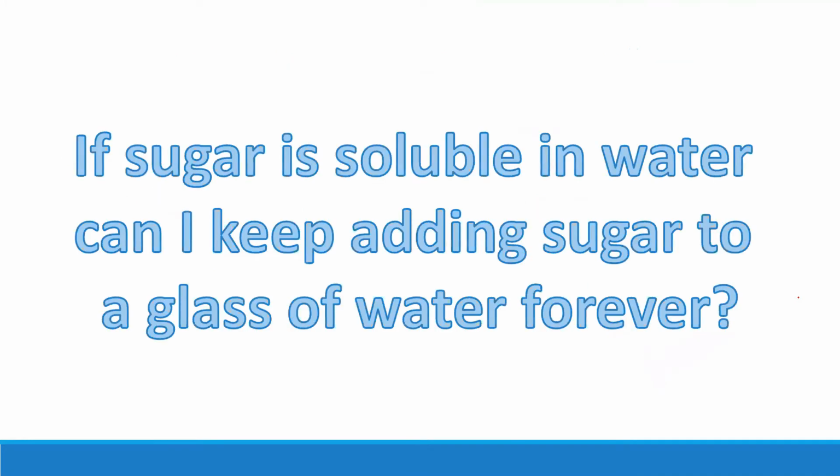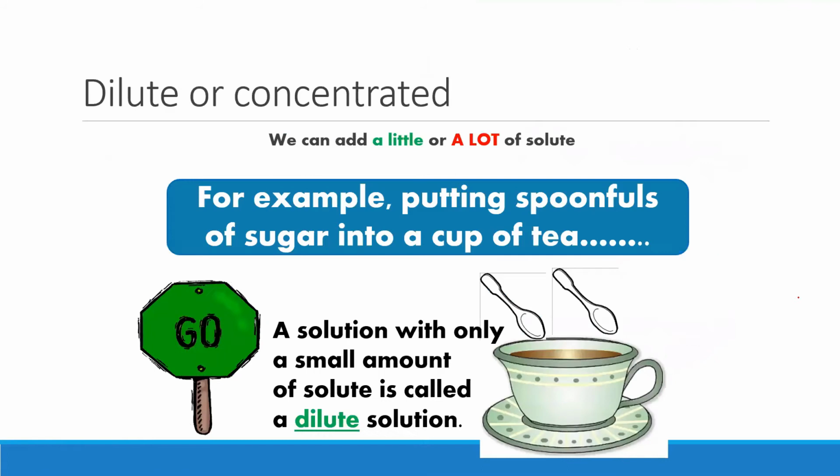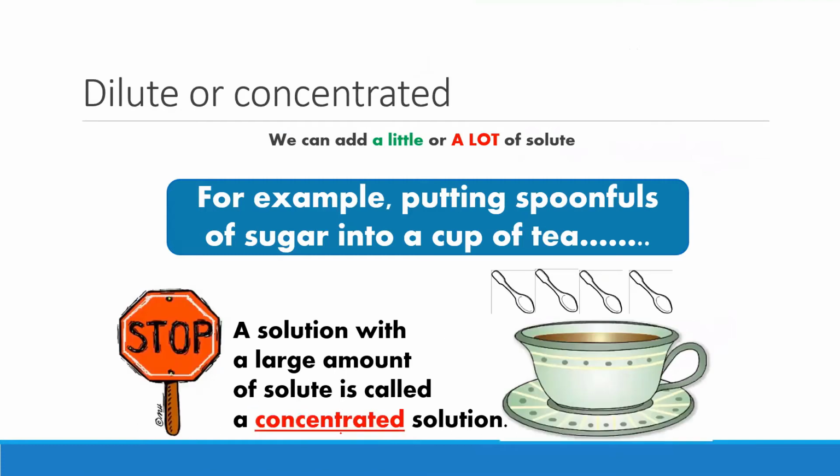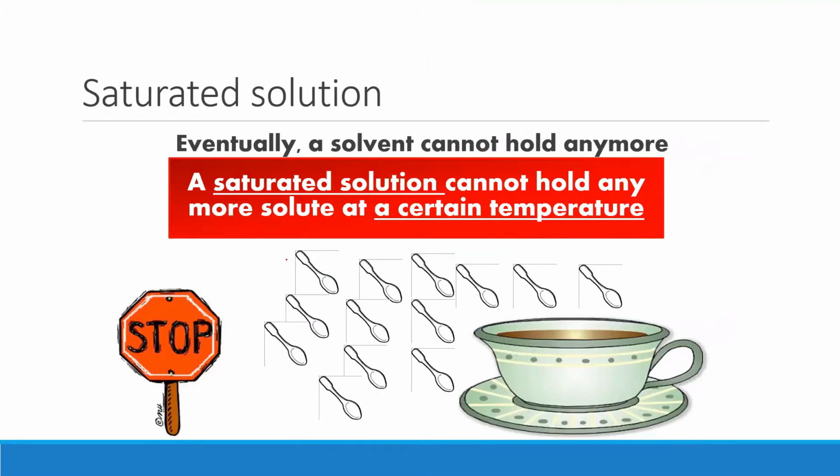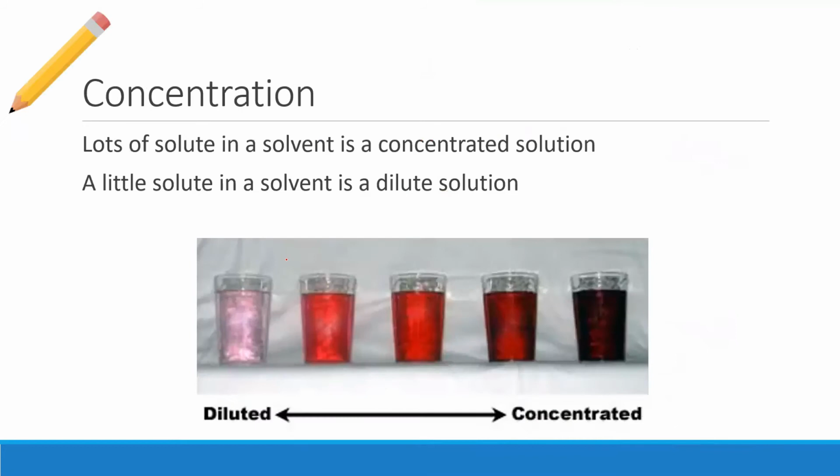I believe it was. And then we said, well, what happens if you add sugar? How much sugar can you add to a cup of water? You add a little bit and you get something that is dilute. You can add a lot and you get something that is concentrated. And if you keep adding more, then it won't dissolve anymore. It'll actually sink to the bottom, and we call that a saturated solution. And so then we finished up with this slide here.